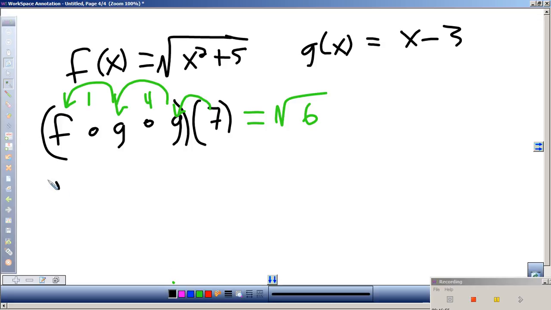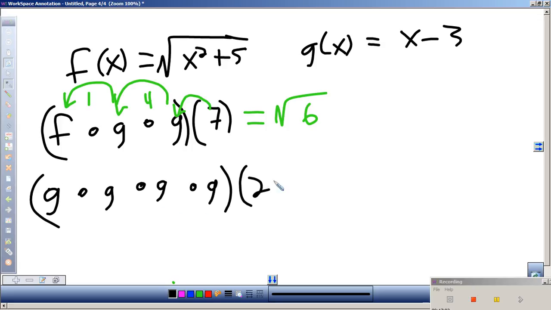How about this one? Let's see. G of G of G of G of, let's just do 20. What is this going to do each time? So if I plug in 20, what am I going to get? 17, then 14, then 8. So all we're doing is we're repeatedly plugging something in. Now, if I did m, what am I going to get?